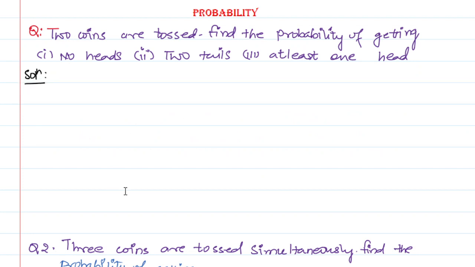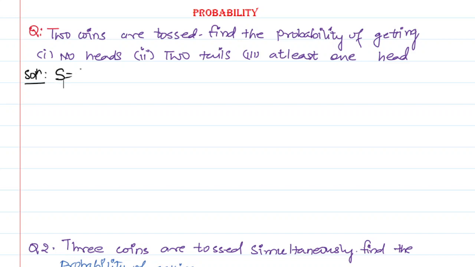Okay, so the first question that we are taking today is based on coins. The question says two coins are tossed. Find the probability of getting no heads, two tails, and at least one head. But before we start solving the question, let's understand what the sample space is. The sample space is nothing but all the possibilities that we will have when two coins are tossed simultaneously.